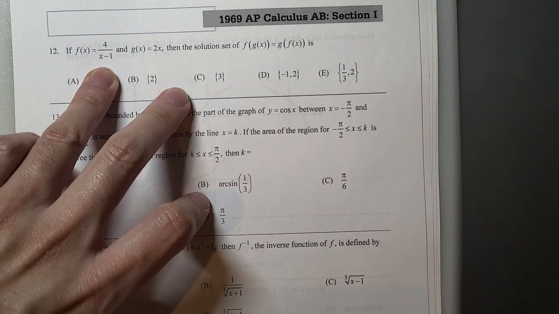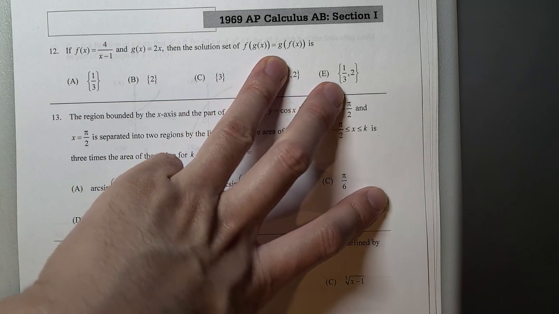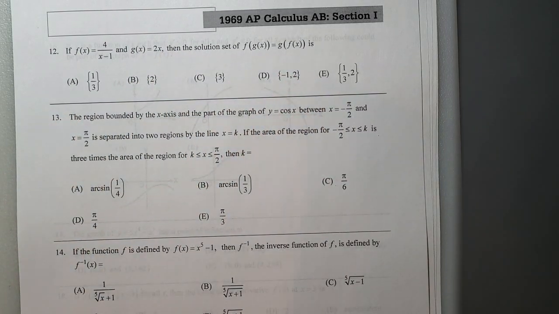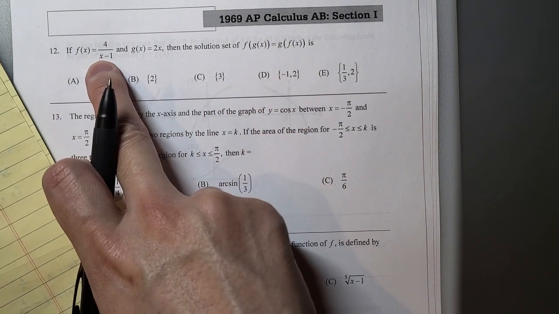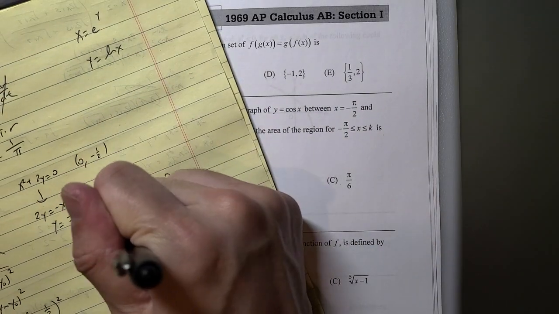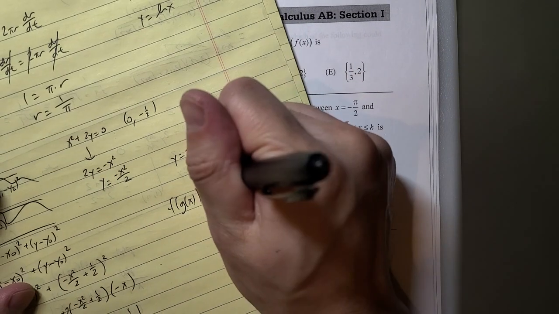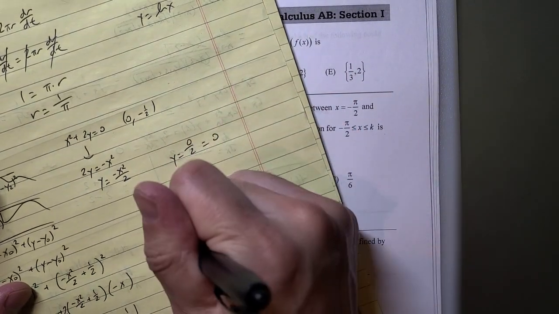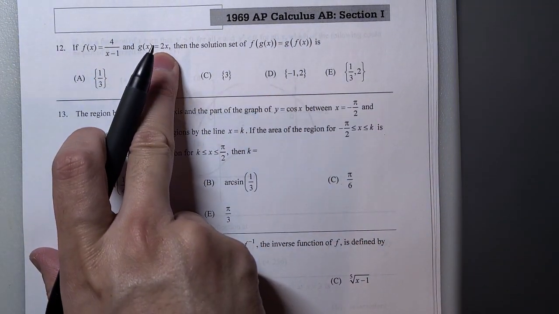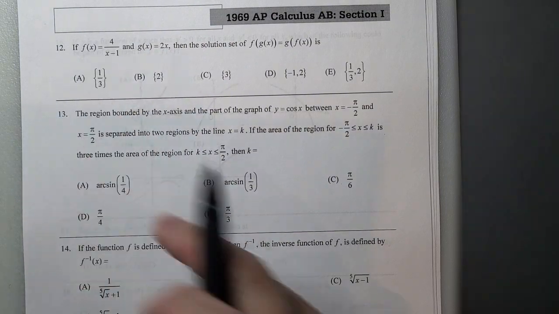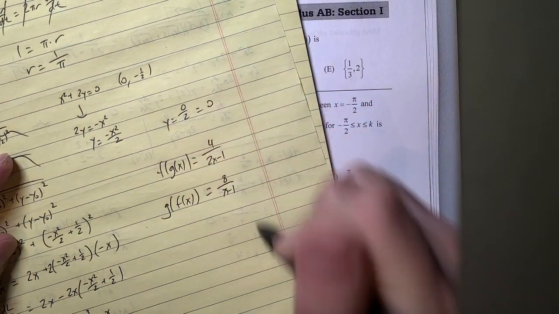If f of x is 4 over x minus 1, g of x is 2x, then the solution set of f of g of x and g of f of x is what? So let's first find f of g of x. Wherever there's x for f, we plug in g of x. So f of g of x would be 4 over 2x minus 1. And then g of f of x: wherever there's an x in g, we plug in f. So it'll be 2 times 4 over x minus 1, which is 8 over x minus 1.